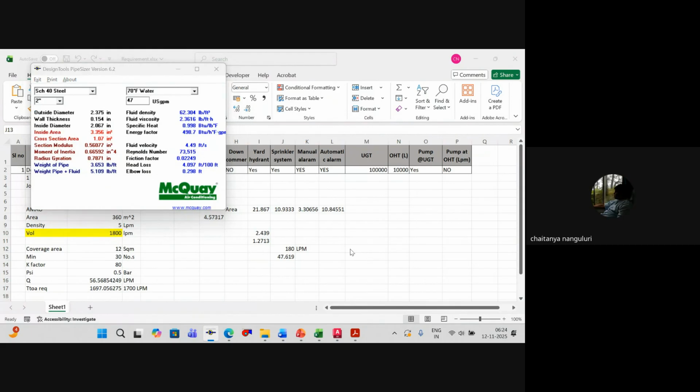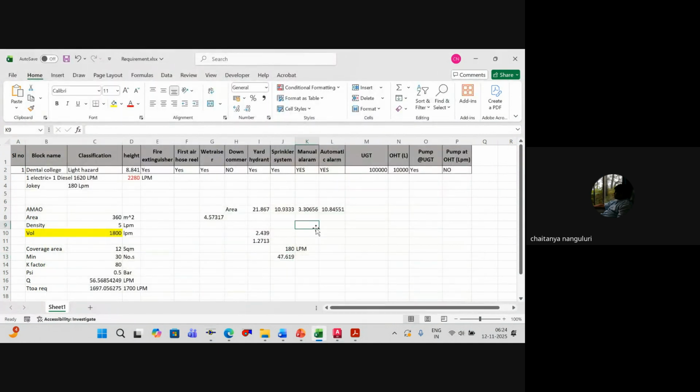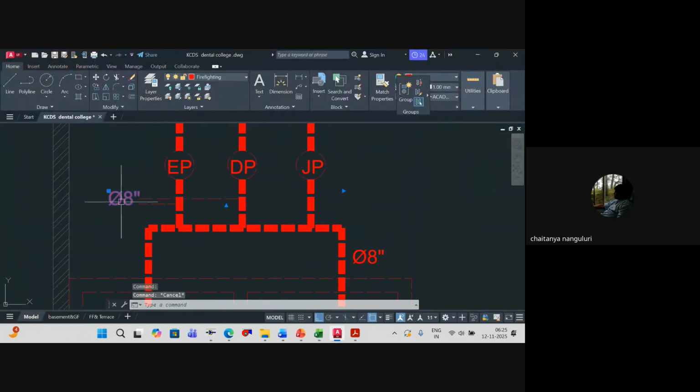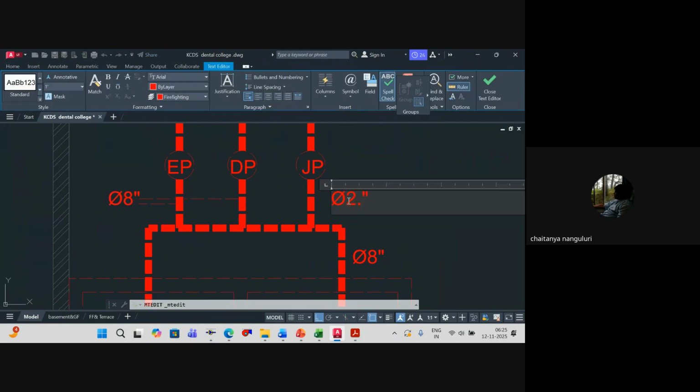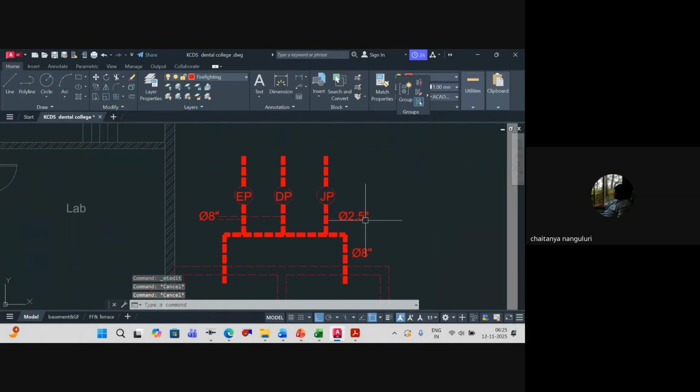Definitely it will be 4. So we'll take 65 mm dia. 65 divided by 25.4 is 2.55 inches. So 2.5 inches dia is what we'll mark here. So this dia will be 2.5 inches. Clear?